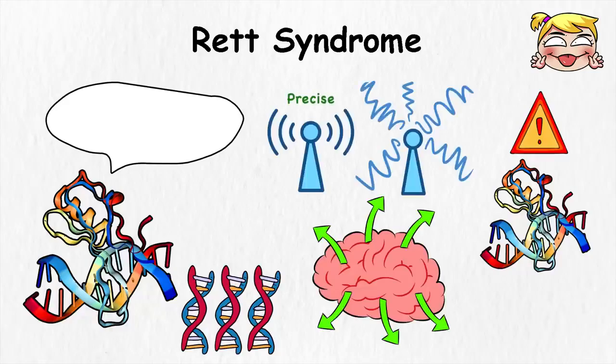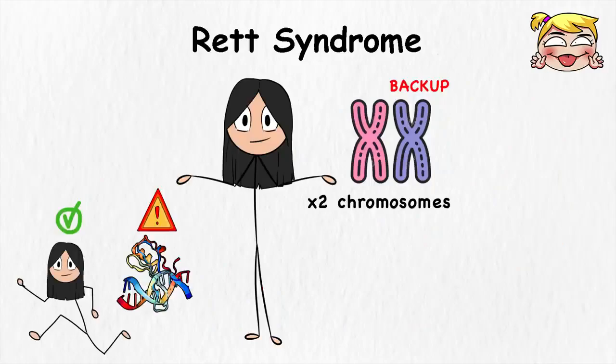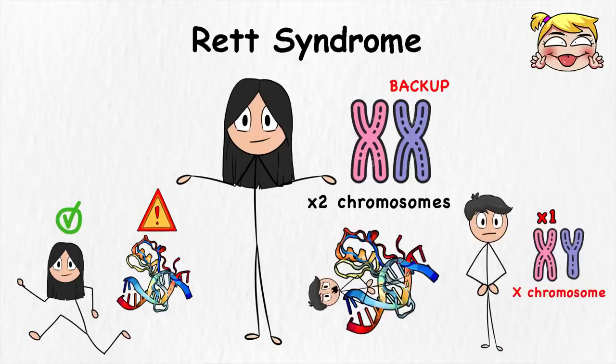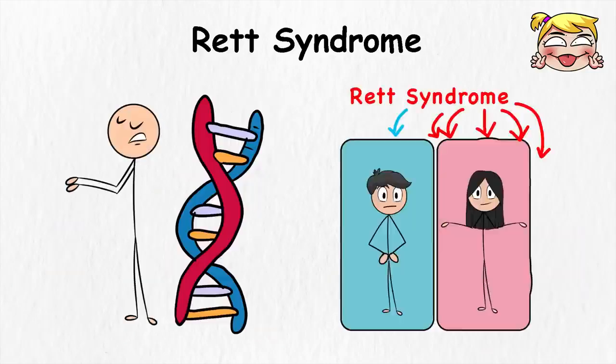Since girls have 2 X chromosomes, one as a backup, they are more likely to survive this mutation. Boys who only have 1 X chromosome are usually hit much harder by MECP2 mutations and often don't survive infancy. In this strange twist of biology, Rett syndrome becomes a condition that nearly always affects girls.